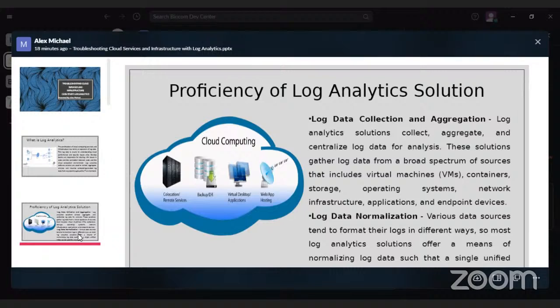And from our slide, we can see one of the proficiencies of a log analytics solution is that it provides log data collection and aggregation. This is what you mentioned in the last slide. And from the slide, it says log analytics solutions collect, aggregate, and send.